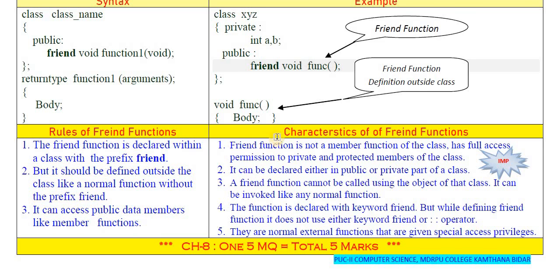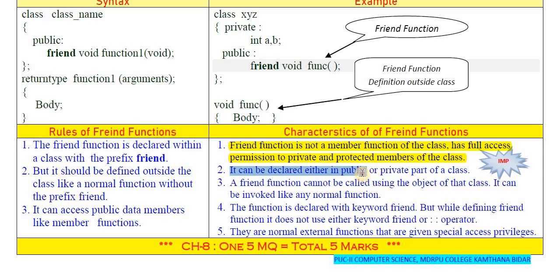Then last, characteristics of friend function. So this is very important. In the examination you will get a question of 5 marks like what is a friend function, explain the characteristics of a friend function. Or sometimes the program will also be asked, like what is a friend function, write an example program. So here the characteristics of friend functions are: a friend function is not a member function of a class and has full access permission to private and protected members of the class. So a friend function is not a member of the class, but it can use all the members of the class.